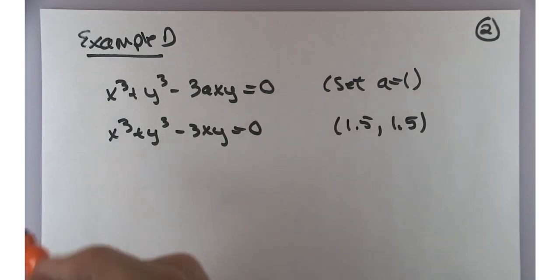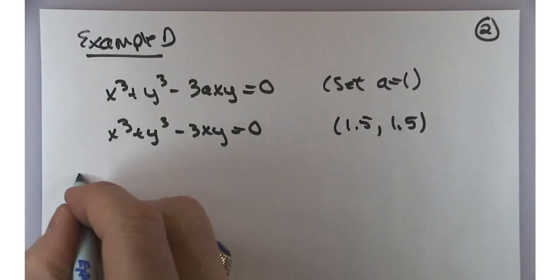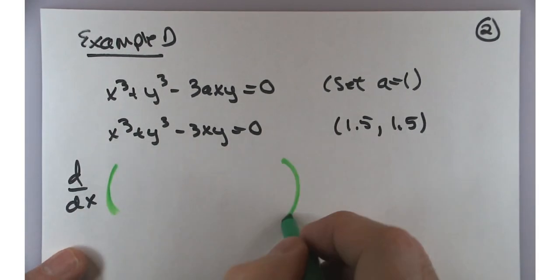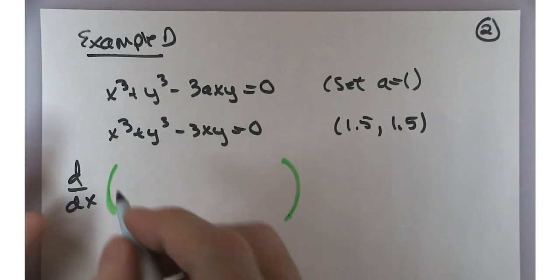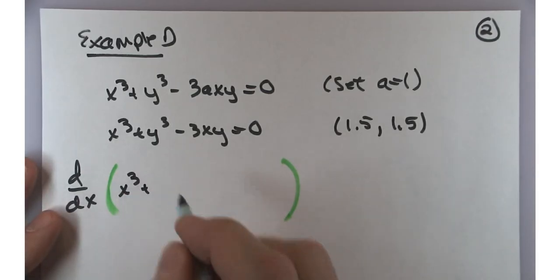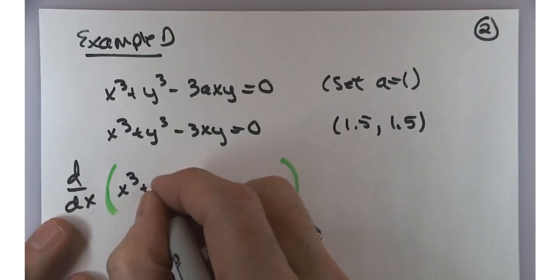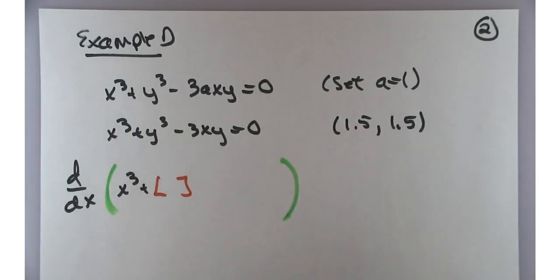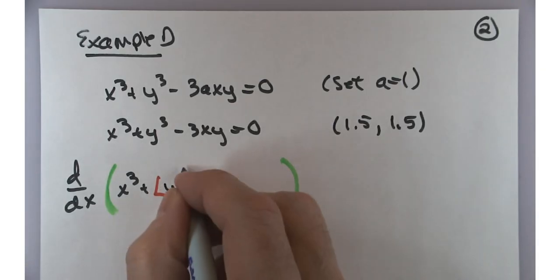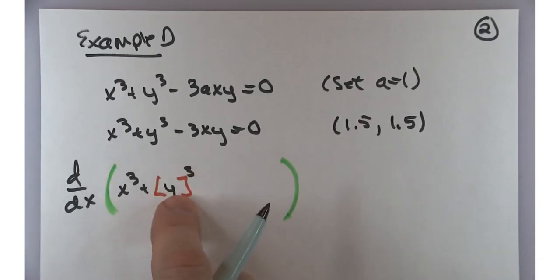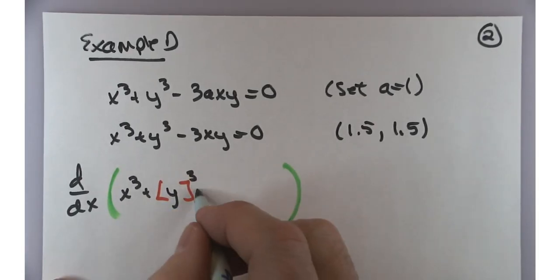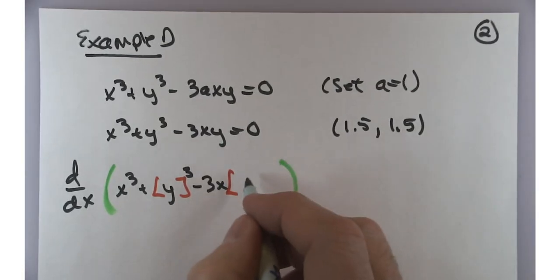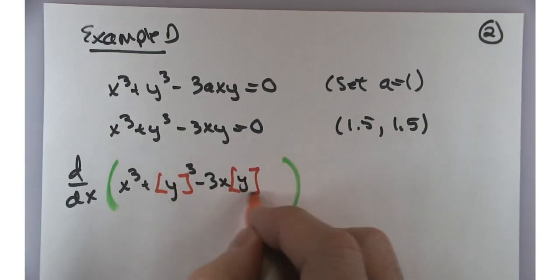So d by dx, we're going to take the derivative of both sides of the equation. Now, the one thing I suggested is that when you write these things, wherever you write a y, you kind of box it off a little bit and make sure that you recognize that when you differentiate this, it's more than just 3y squared. You have to differentiate implicitly. Minus 3x, again, times a y, and that's going to equal 0.